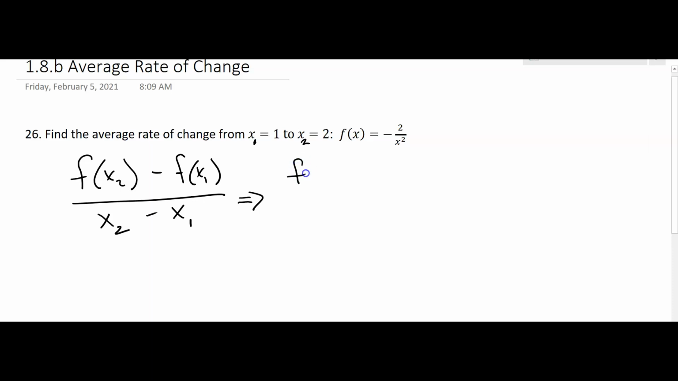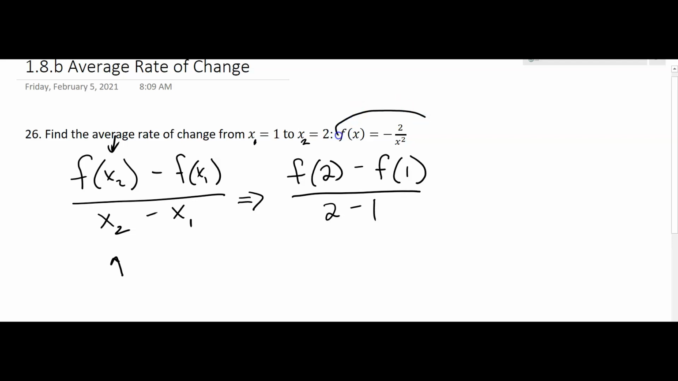So f of 2, using the formula here then, that's going to be f of 2 minus f of 1 over, and then it's just going to be down in the denominator, 2 minus 1. Okay, now we have to find f of 2. That's where the function part comes in. So if we want to find f of 2, I can do this over here on the side. Minus 2 over 2 squared, that's going to be minus 2 over 4, which is negative 1/2.